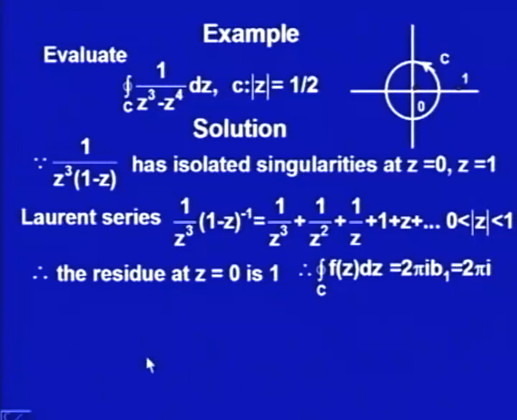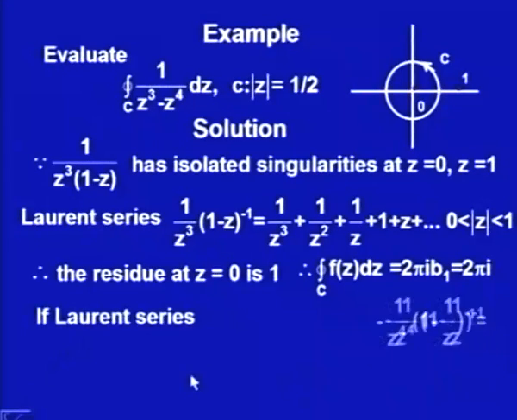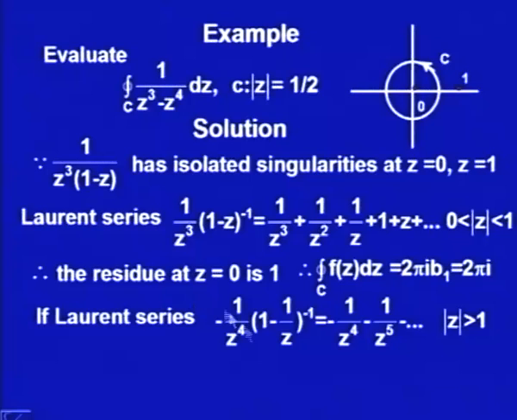Now, suppose I had written this function in some different manner. If for the Laurent series I had taken z to the power 4 common, I would get 1 minus 1 upon z. So if I write the function in this manner, minus 1 upon z to the power 4 into 1 minus 1 upon z to the power minus 1, the expansion is also valid, but for that, mod 1 upon z has to lie between 0 and 1, which says my mod z has to be greater than 1.